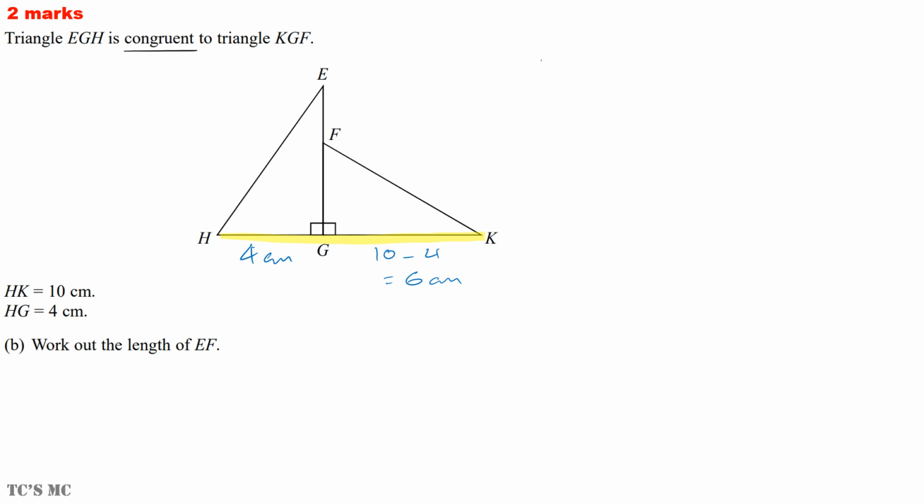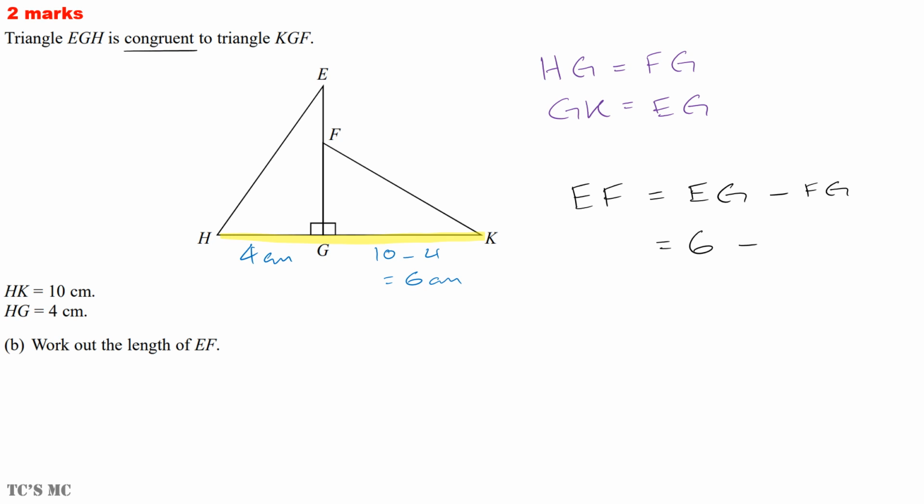It's important to note that because they are congruent, HG is the same as FG and GK is the same as EG. Now we can try and work out EF. EF is EG subtract FG. EG is the same as GK, so 6 centimeters. FG is the same as HG, which is 4 centimeters. And now the answer is 2 centimeters. And that is our final mark.